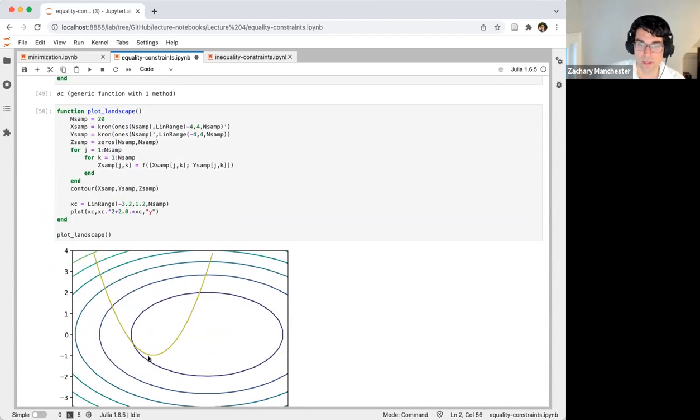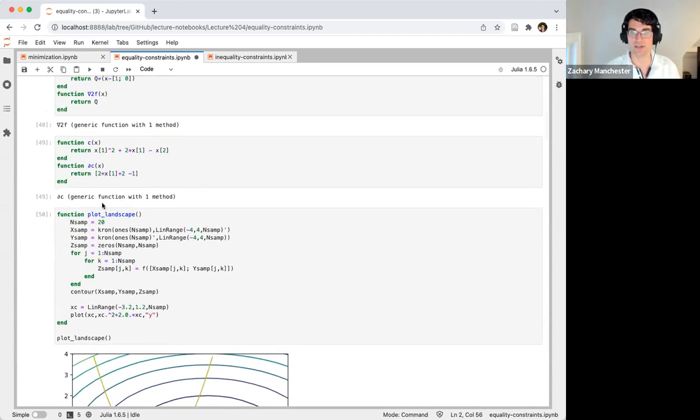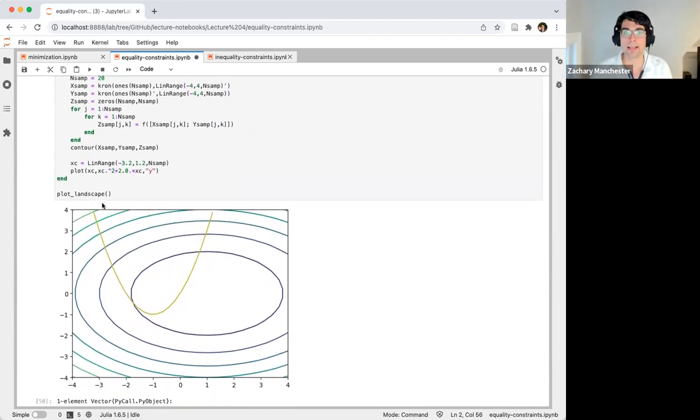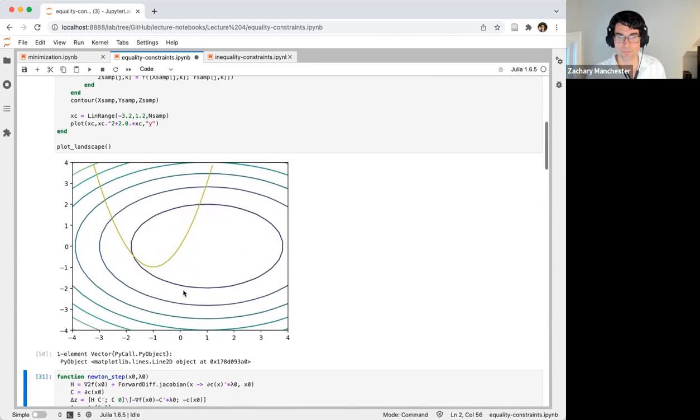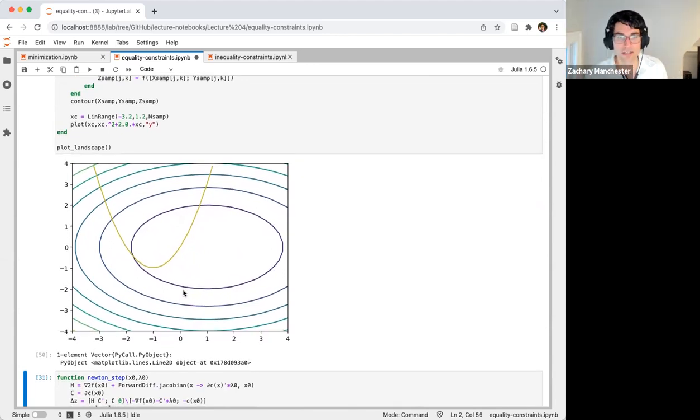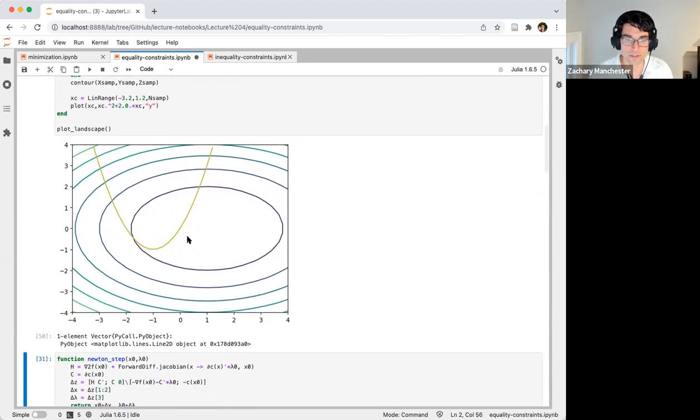I have plotted a bunch of level curves of the objective, and it's like a quadratic bowl, right? We have a positive definite Hessian here, so the whole thing looks like a big bowl. And then this is my quadratic equality constraint, this yellow parabola, right? It's a quadratic function. What I'm saying here is I have to be on the parabola. It's an equality constraint, so I want to minimize it subject to being on this parabolic surface. Okay, so let's go ahead and do that.